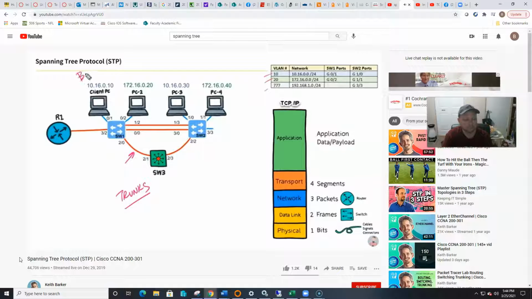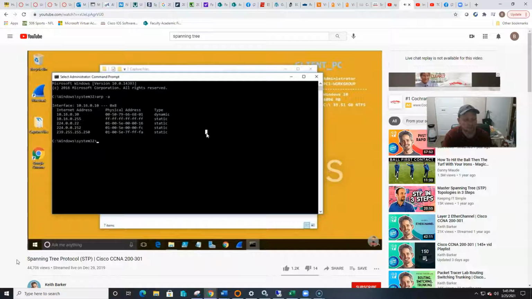So let's imagine that Bob is sitting at this computer, and Bob types in ping, and he pings the IP address of 10.16.0.30. Well, if Bob does not yet know the layer 2 address of this PC, he's going to do an ARP request. And that's what I'd like to go ahead and generate right now. I think it'll be fun to do. So we'll go back to our client PC, Bob's PC, and it is right here. And let's do an ARP.